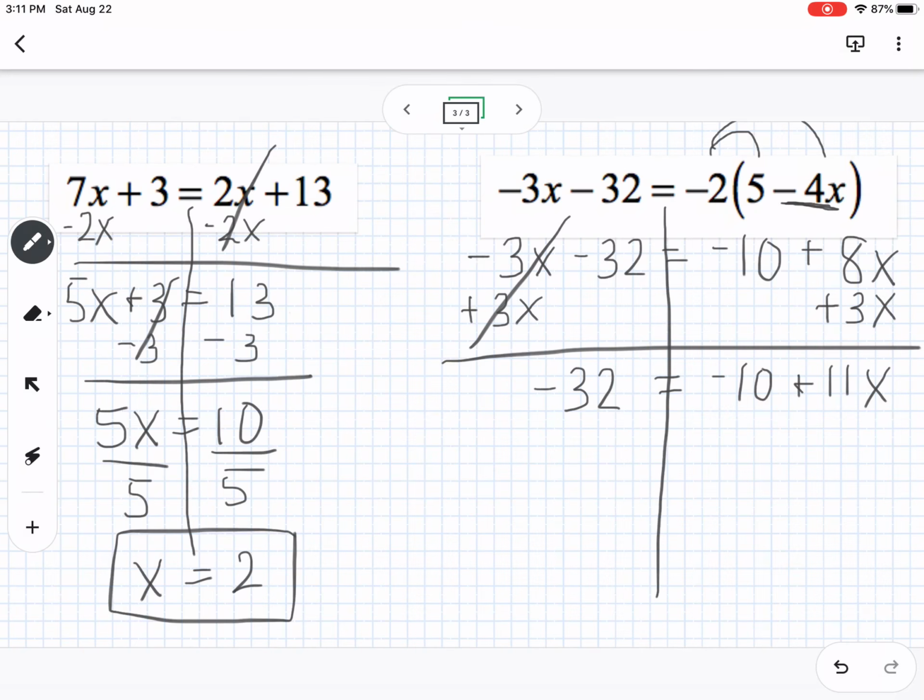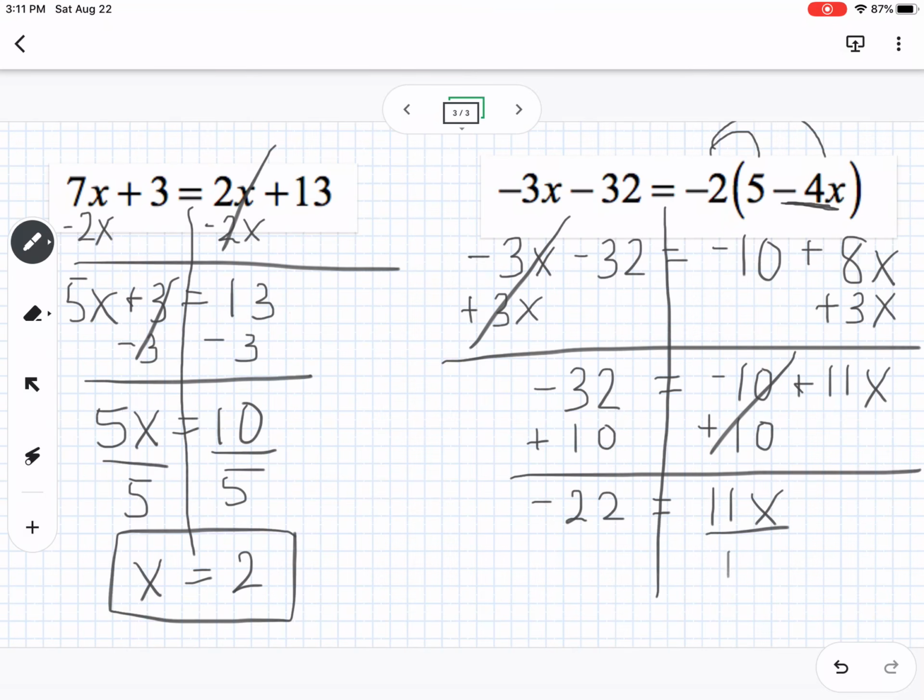Now I'm going to get the constants to the other side, so I'm going to add 10 to both sides. That turns into negative 22 equals 11x, because those cancel. Then my last step is to divide both sides by 11. Negative 22 divided by 11 is negative 2. Okay, so that's just a quick review on solving equations. Let me know if you have any questions.